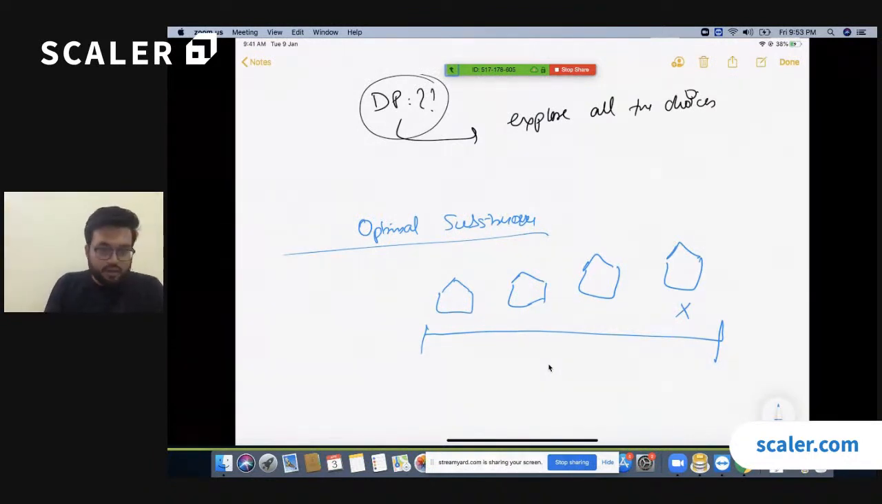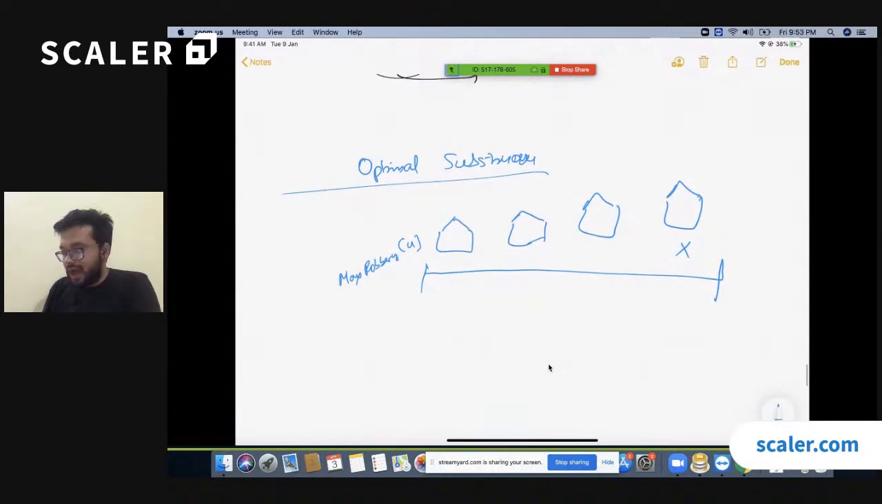Okay, somebody told you this answer. Let's call it maximum robbery for the first 4 houses.